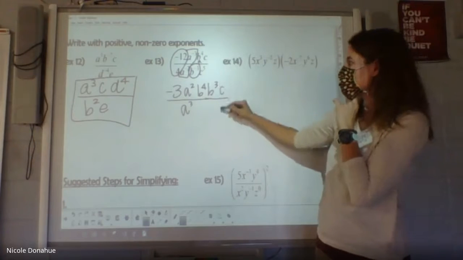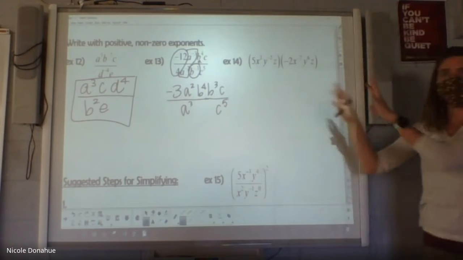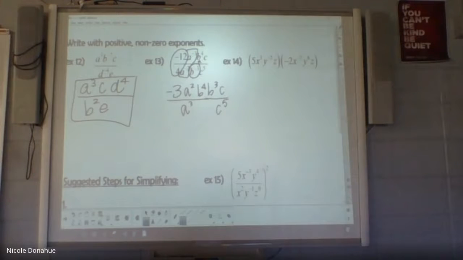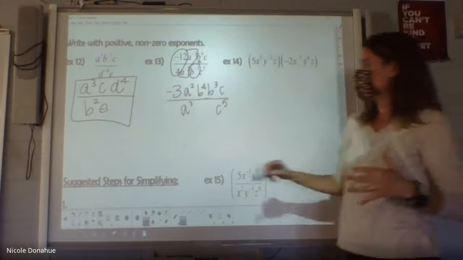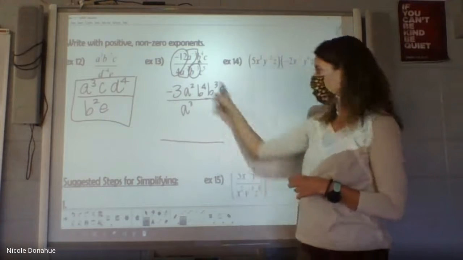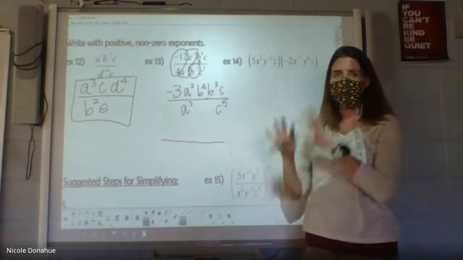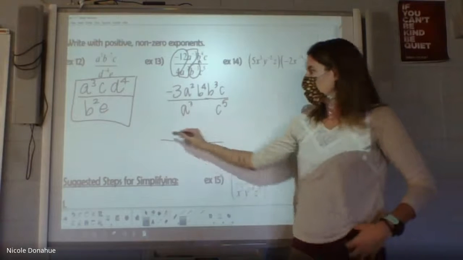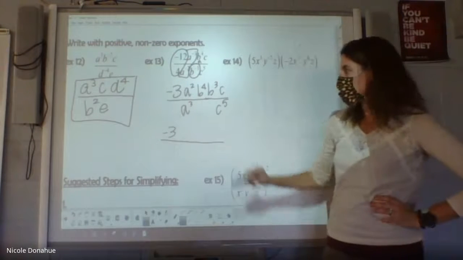Now here we still have a c and a c to the 5th. I like it better this way. It's easier for me to kind of see what's going on, so I'm not trying to do a ton in my head. Now I can look at this. Is everyone okay with what I got here? So I just moved all the negatives. So negative 3 is okay where it is.